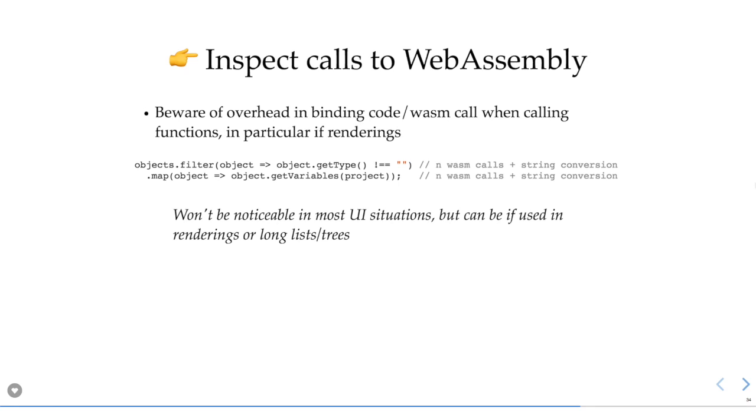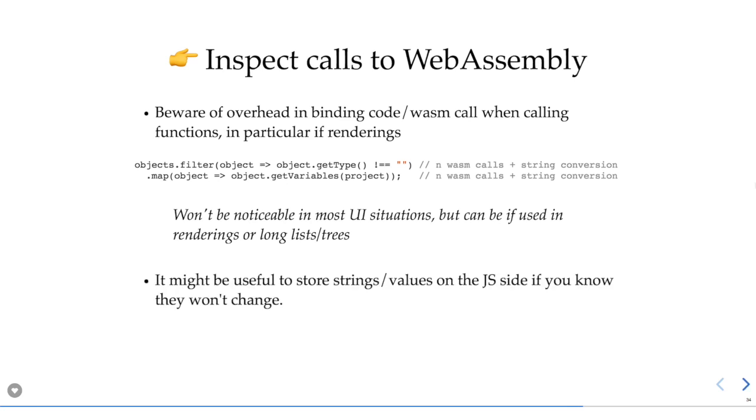It won't be noticeable in most UI situations, but sometimes it can be a good idea to make sure that you're not calling too many of these methods. And if you have to, it's maybe a good idea to store things like, for example, the name of the objects or the path to a file name or whatever in the JS world, so that you can avoid calling WebAssembly every time you're re-rendering your list.